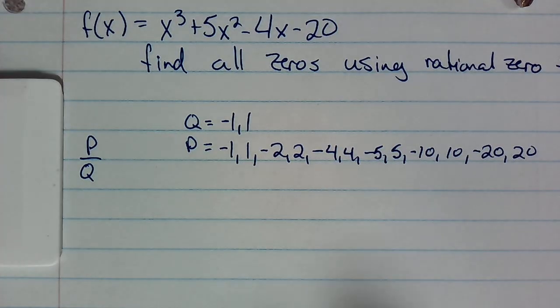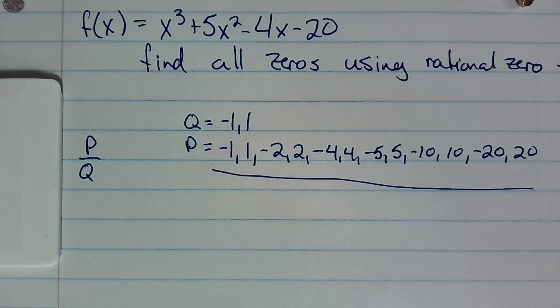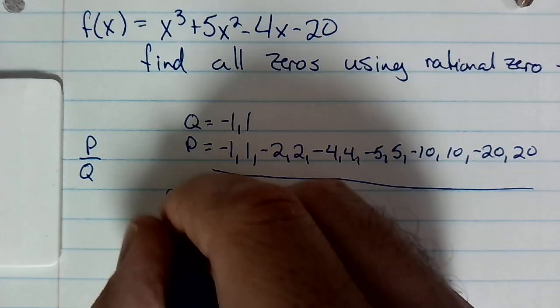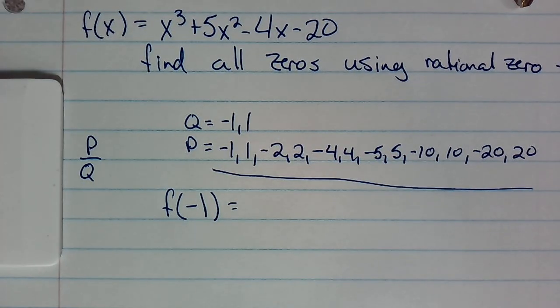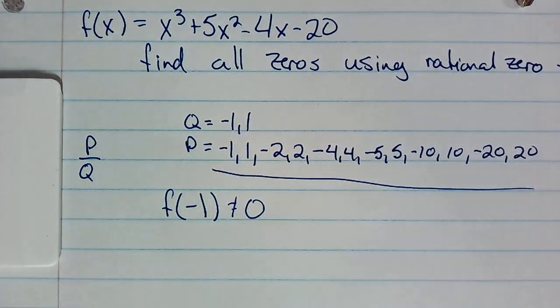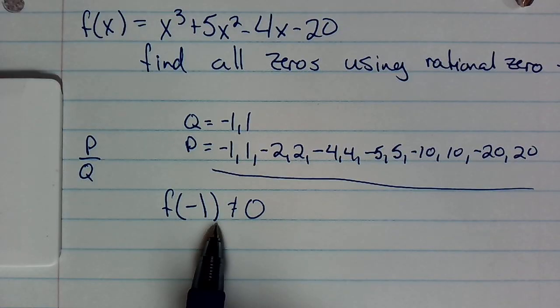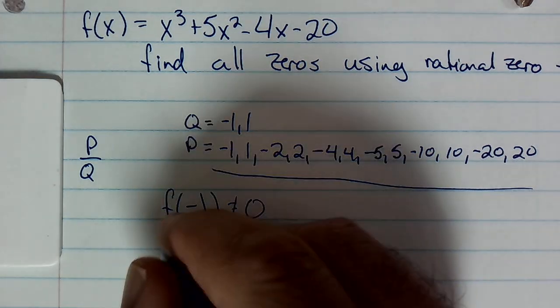Alright, what do I do with my list of factors now? Plug them into the equation. So what happened when I did? What's f of negative 1? Is it 0? It is not 0. What am I plugging the negative 1 into? Into all my x's, right? Yep.